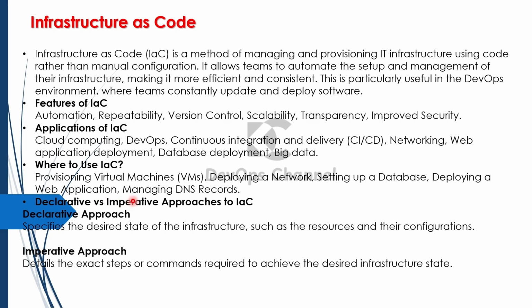Next one is we have two types of infrastructure as code approaches. First one is declarative and second one is imperative. Okay, so the declarative approach specifies the desired state of the infrastructure, such as the resources and their configuration, while the imperative approach details the exact steps or commands required to achieve the desired infrastructure state. Okay, now the tools used in infrastructure as code are categorized with these two approaches, declarative and imperative. Now let's discuss those tools in the next slide.